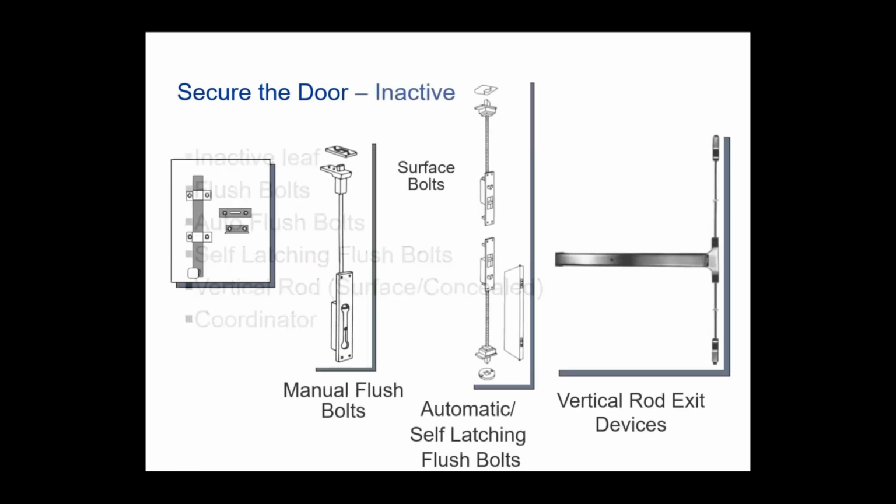I'll show you what a coordinator looks like in just a second. So some of the typical hardware that you'll find at an inactive door are going to be flush bolts. And what you see here are different types of bolts. The first one is just a sliding bolt.